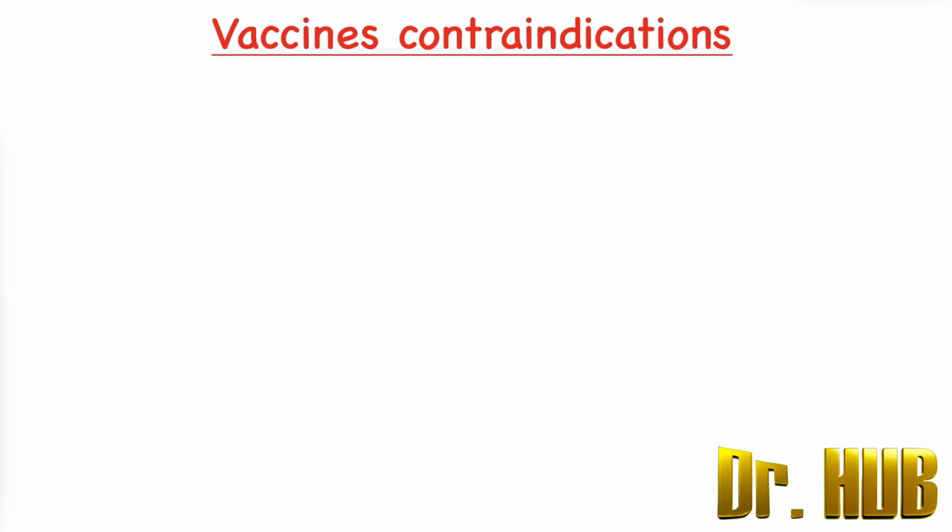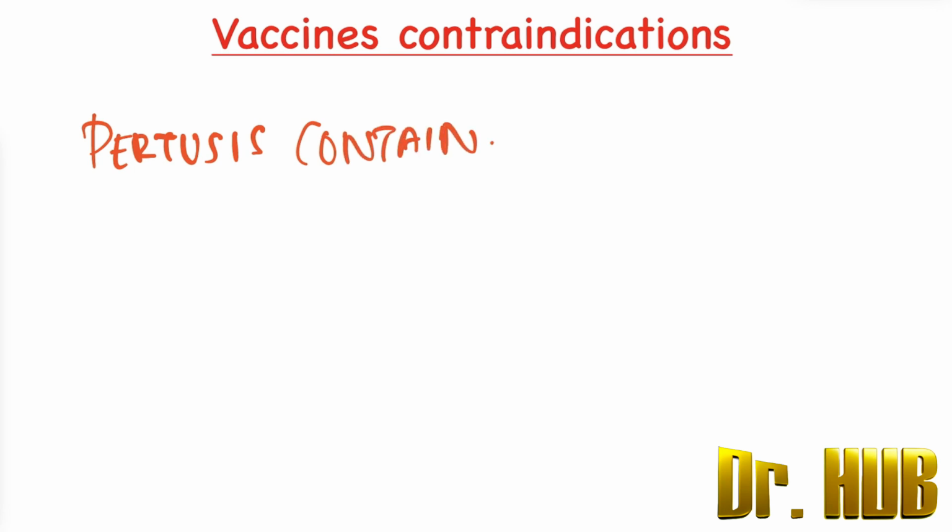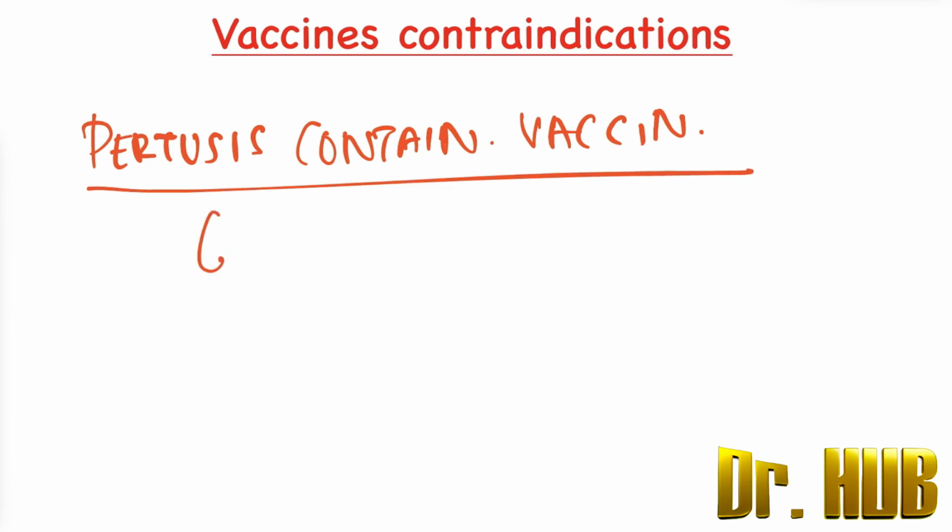Now we move ahead with the pertussis. In terms of pertussis containing vaccines, the contraindication is evolving neurological disorders.